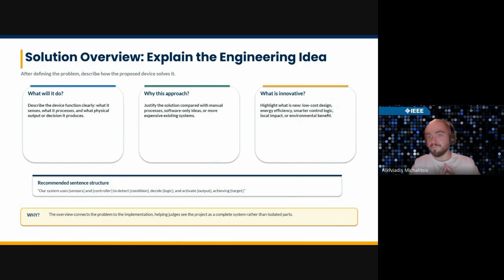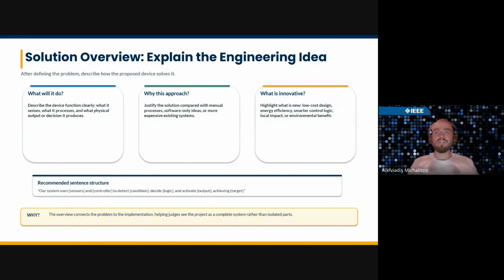That's a big bonus. Smarter control logic. You might create algorithms and a processing kind of thinking that might be more advanced than the basic implementation being used right now for this problem. Local impact: who will use this? How many people will it affect? What is the big picture here for the main good? And the environmental benefit, if that's what it does.